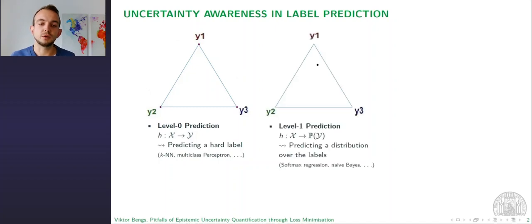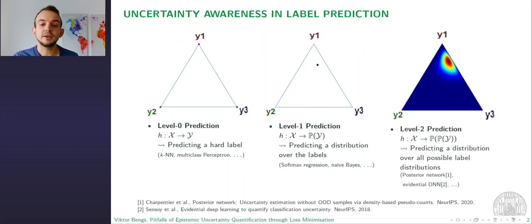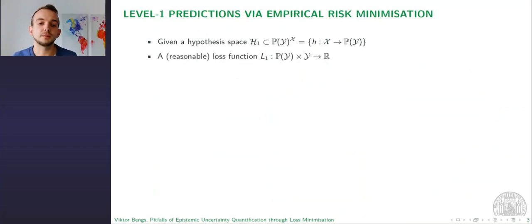The next uncertainty awareness level is when predictions are made in the form of a probability distribution over the labels, and here the idea is that the uncertainty regarding the random outcome of the label is taken into account. In the three-class example here again, the prediction corresponds to a point in the 2-simplex, which is consequently a distribution over the 3 labels. And now one can go even one level higher and consider the case where predictions are made in the form of a distribution over all possible label distributions. So here the idea is to take uncertainty about the underlying conditional label distribution into account, which is of course not known in advance. So we have uncertainty in this regard.